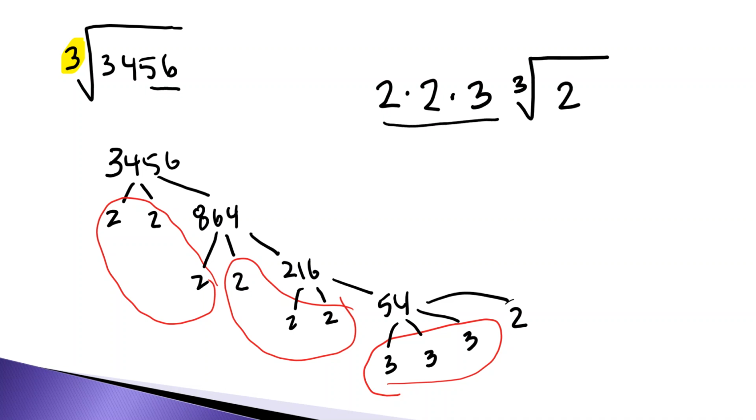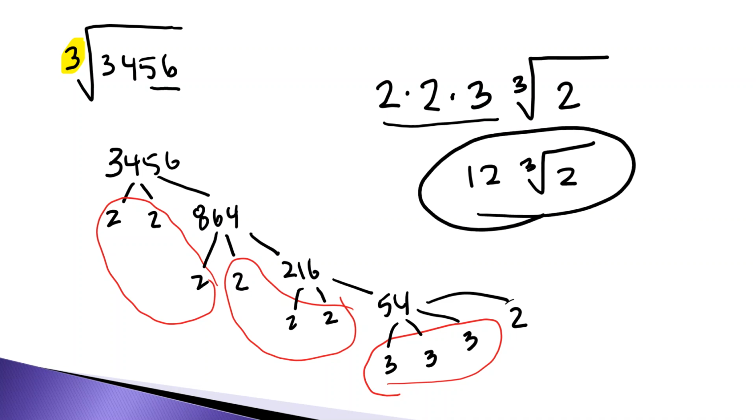So the next thing I do is I combine these. 3 times 2 is 6, and 6 times 2 is 12. 12 times the cube root of 2 is equal to the cube root of 3,456. So here's a place where factor trees can be really, really helpful for students in the future.